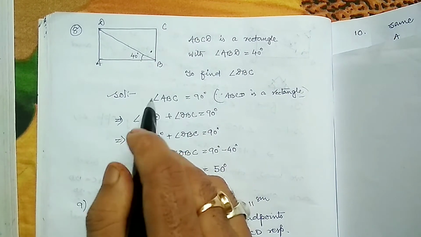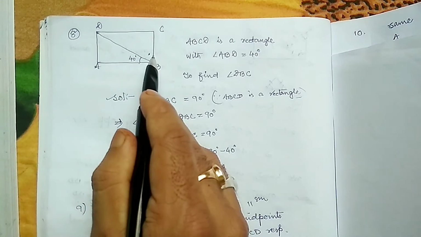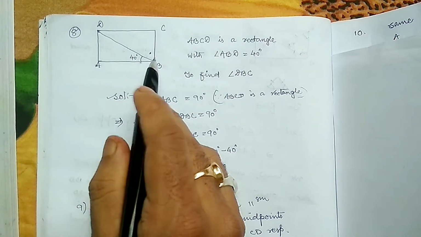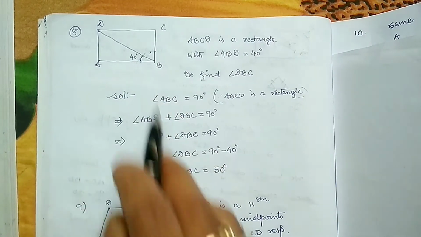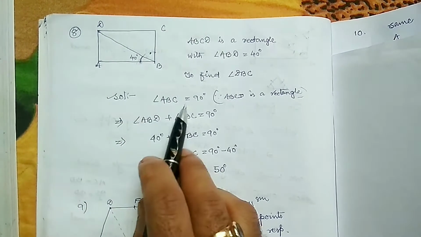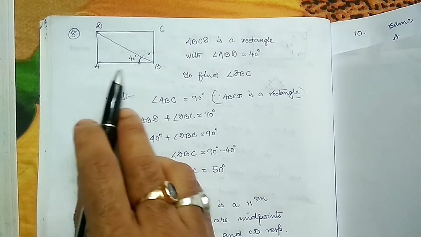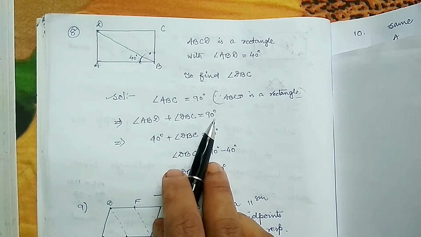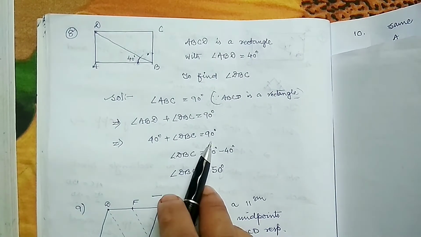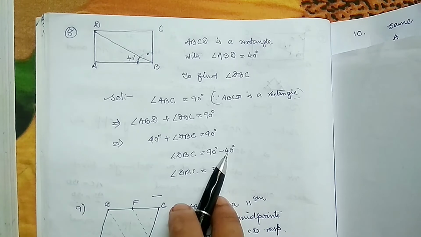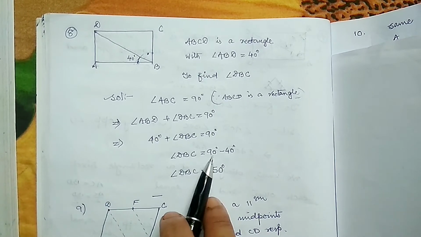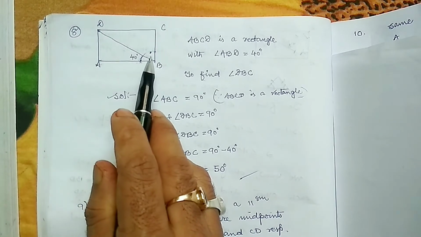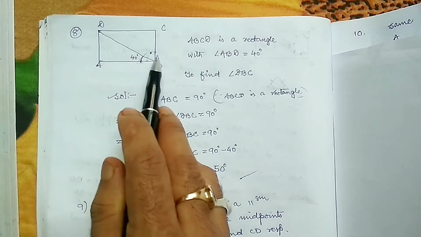Fine. Now angle ABC, this total angle is 90 degrees. We know in a rectangle all the angles are of measure 90 degrees. So angle ABC equals 90. This angle means ABD plus DBC, the sum of these two is 90. So 40 plus DBC equals 90, so DBC equals 90 minus 40. Angle DBC equals 90 minus 40, that is 50. So it's quite a simple sum. Just use the property that each angle in a rectangle is 90 degrees.